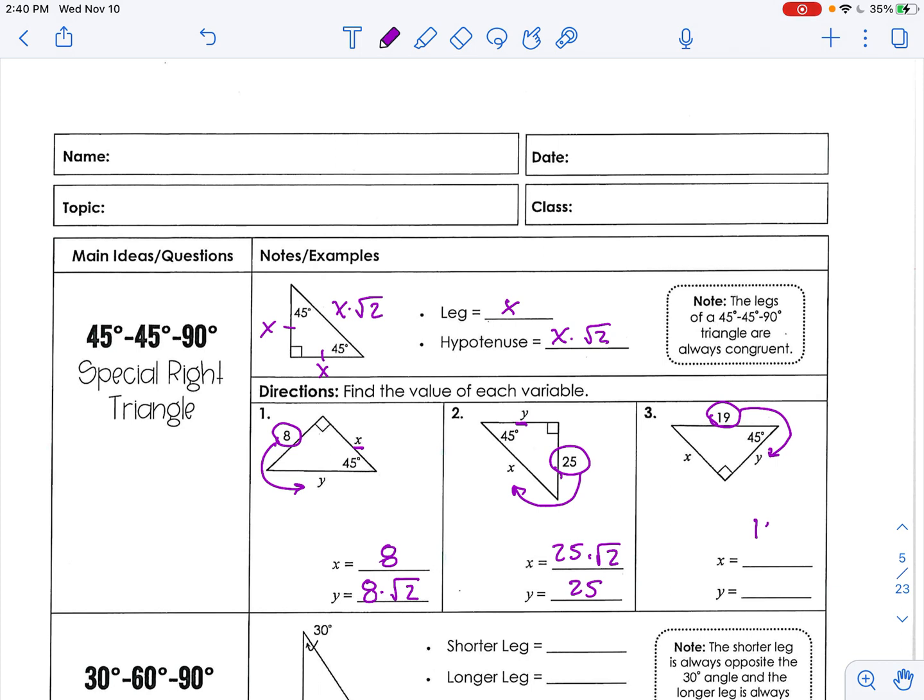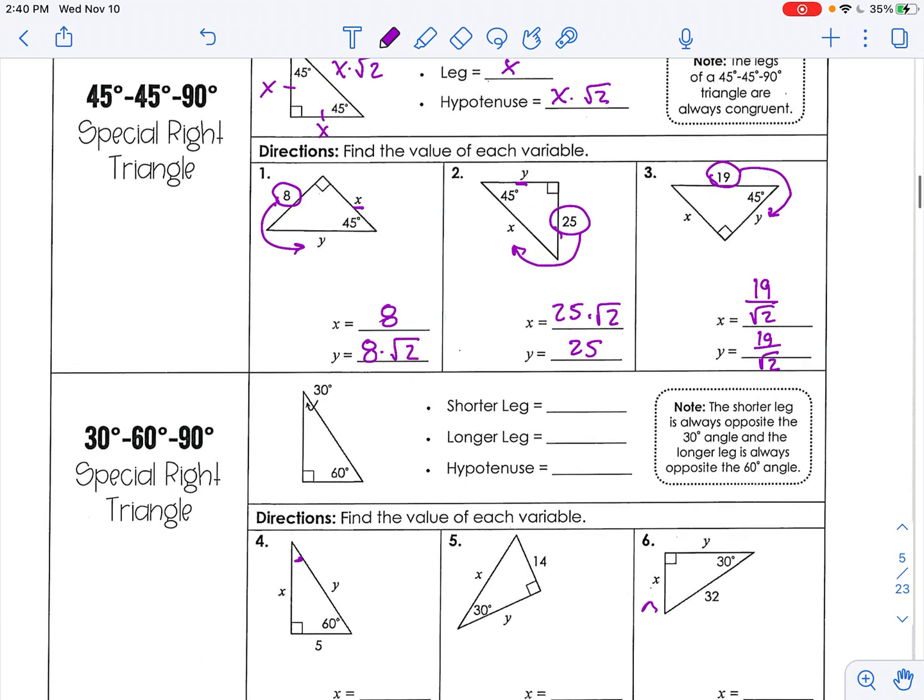So for both of these, I'm going to accept this as an answer, 19 divided by root 2. There's a way to rationalize the denominator that you'll learn. So if you see answers like 19 root 2 over 2, that's the same answer, but that's what I would like to get to. So again, the legs are the same. The hypotenuse is root 2 longer.